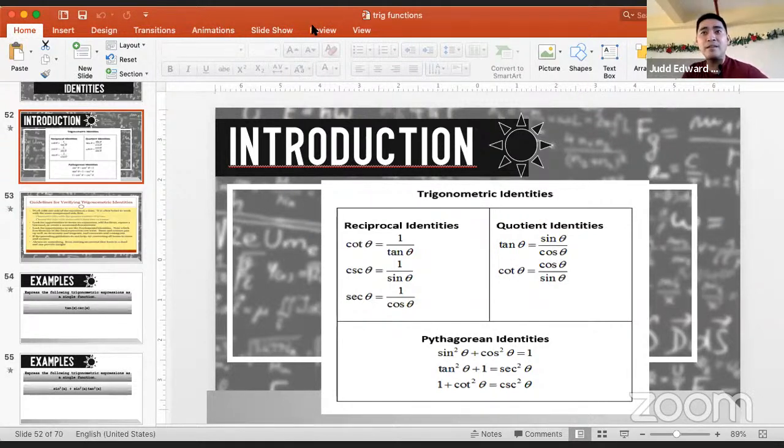Last time pala nung Monday, mali pala yung spelling ng Pythagorean ko. Doon ko palagi nalalagay yung H sa PH. So dapat pala siya sa T, sa PH. Okay?